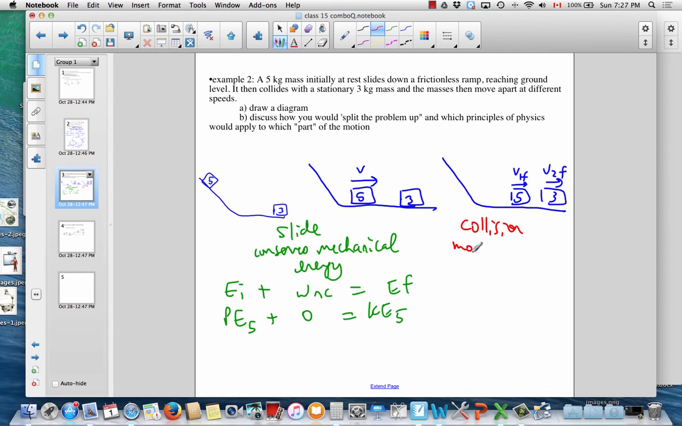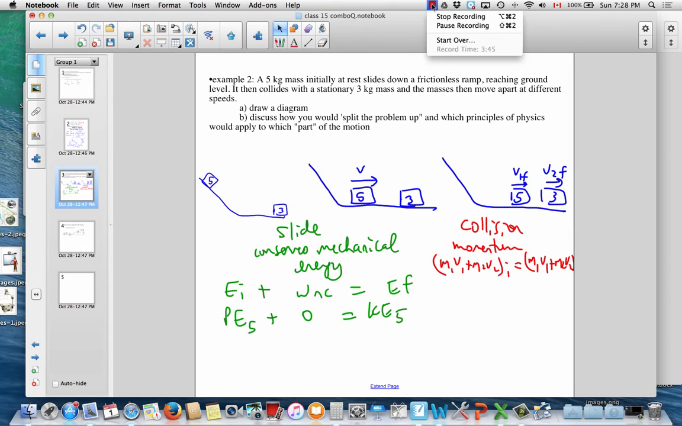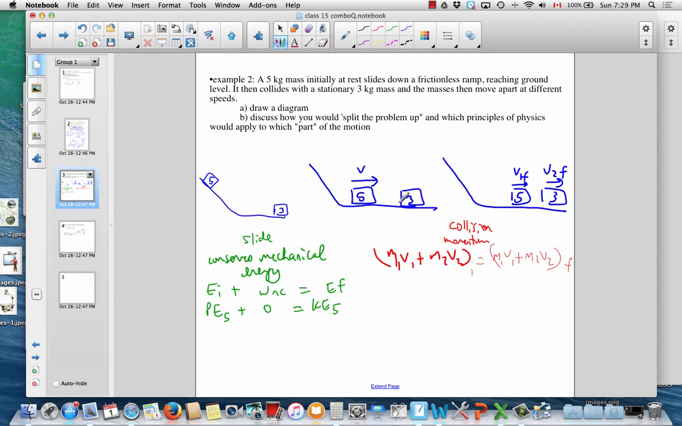And then we know that collisions for a closed system conserve momentum. So m1v1 plus m2v2 initial will equal m1v1 plus m2v2 final. And I'm clearly going to run out of room there for that conservation principle. So the 5 kilogram has momentum, and the 3 kilogram doesn't. And then afterwards, they're moving apart, and we don't know their speeds. But this would be the correct application of the momentum principle.